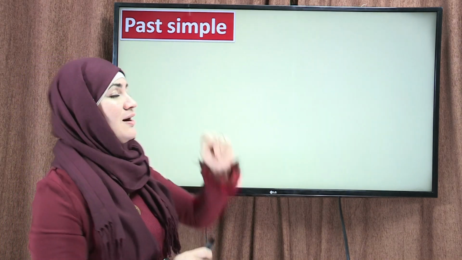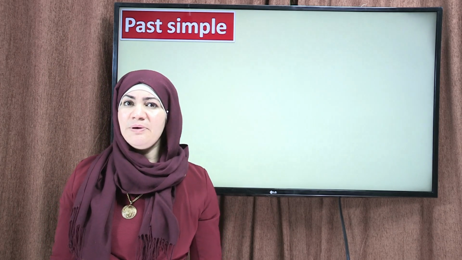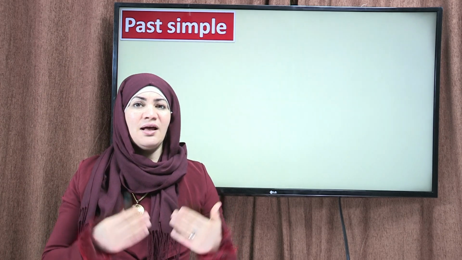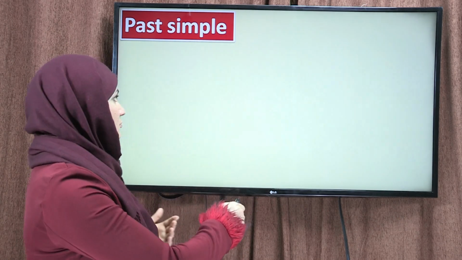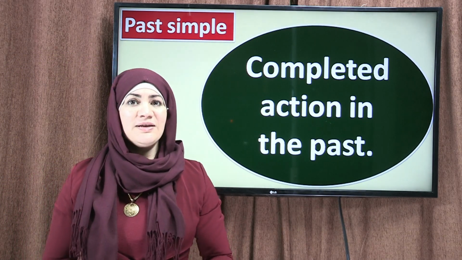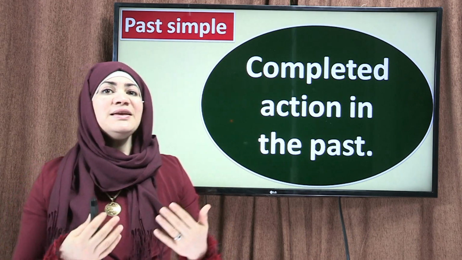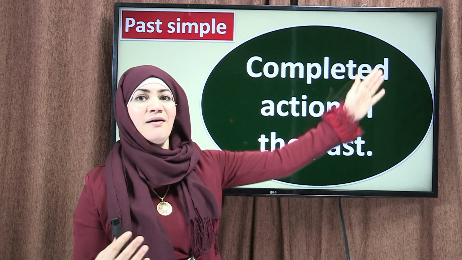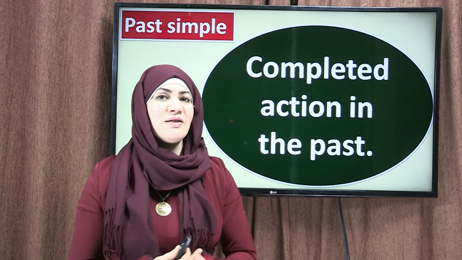We have number one, past simple. What does it mean, past simple? And how is the action? What does the action of past simple express? Briefly, we can say past simple is a completed action in the past. حركة كاملة في الماضي. الماضي البسيط هو حركة كاملة في الماضي.